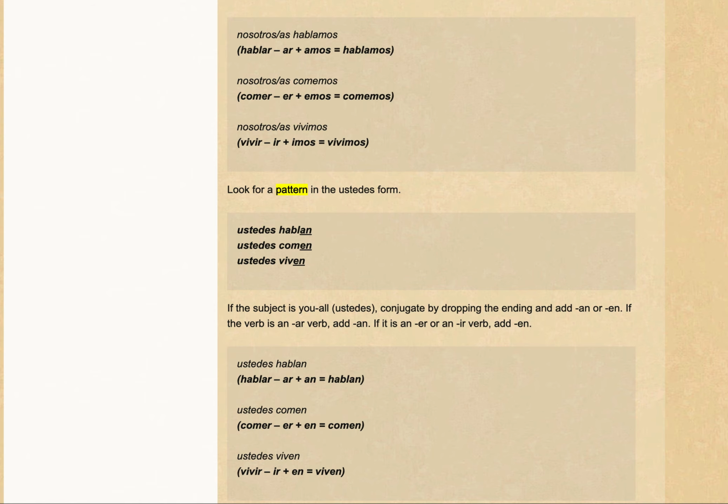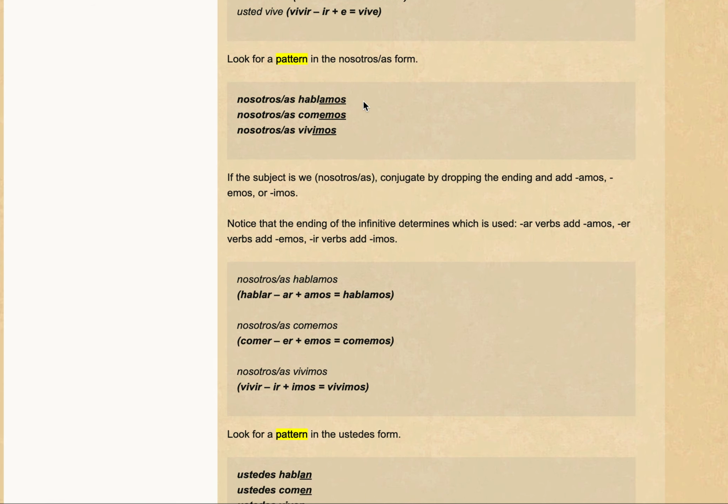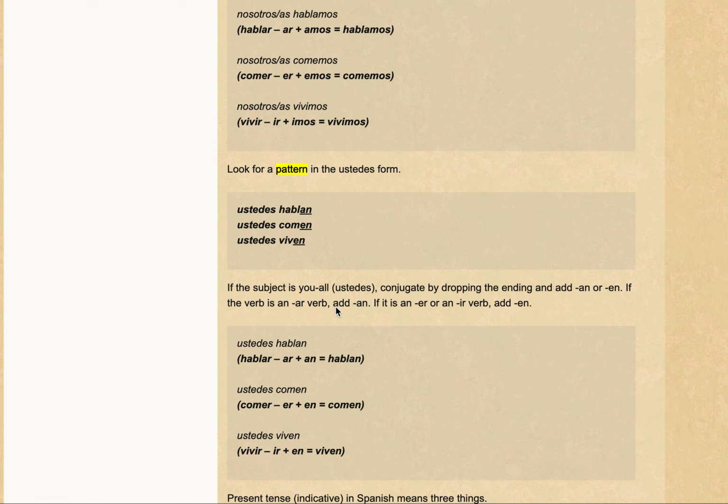And the fourth one would be ustedes, right? So in that case you would be removing AR and adding A, and removing ER, adding A.